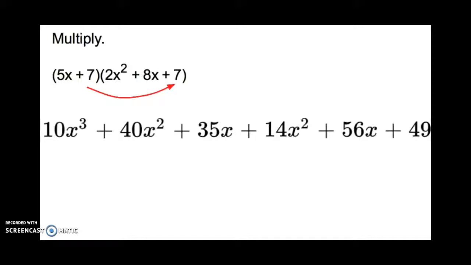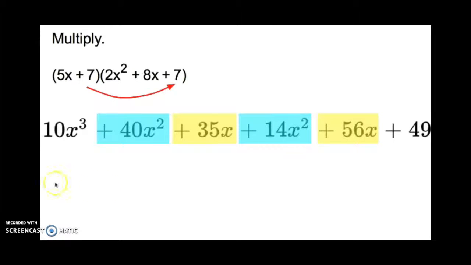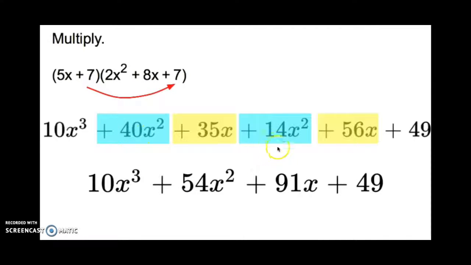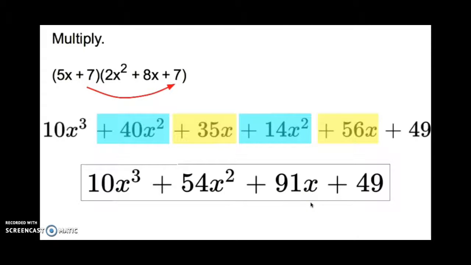Now we combine our like terms. Our like terms are 40x squared and 14x squared, same letter and exponent. And then we have 35x and 56x as like terms. Adding them up, 40x squared plus 14x squared is 54x squared, and 35x plus 91x... correction: 35x plus 56x is 91x. So our final answer is 10x to the third plus 54x squared plus 91x plus 49. And that's going to be my answer.